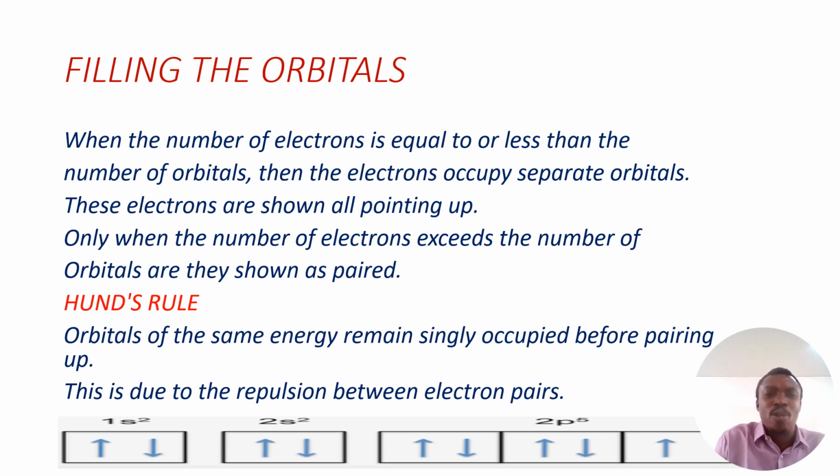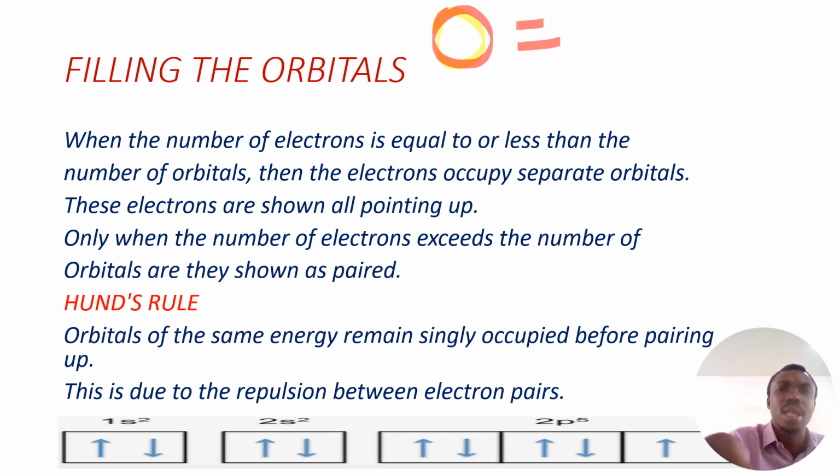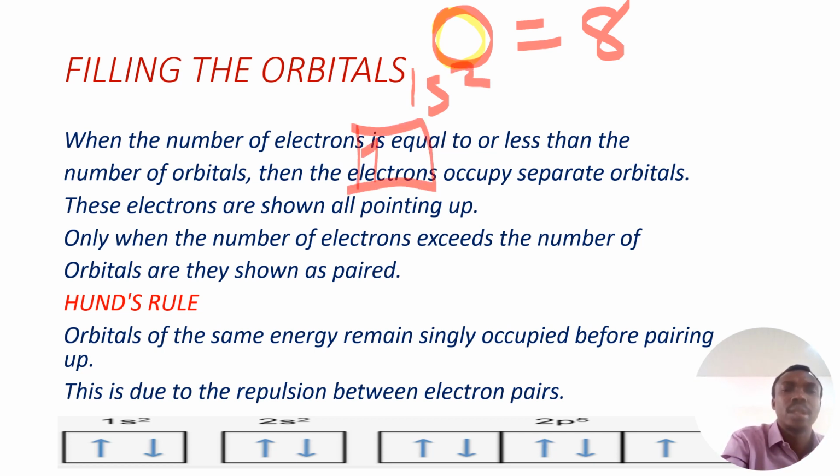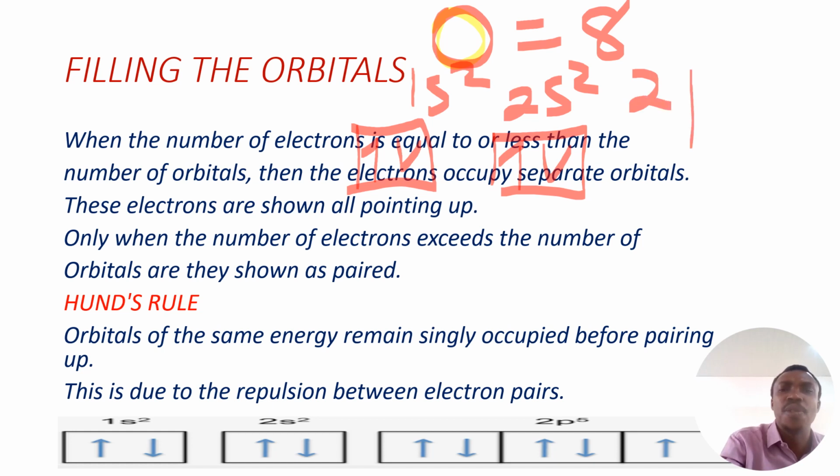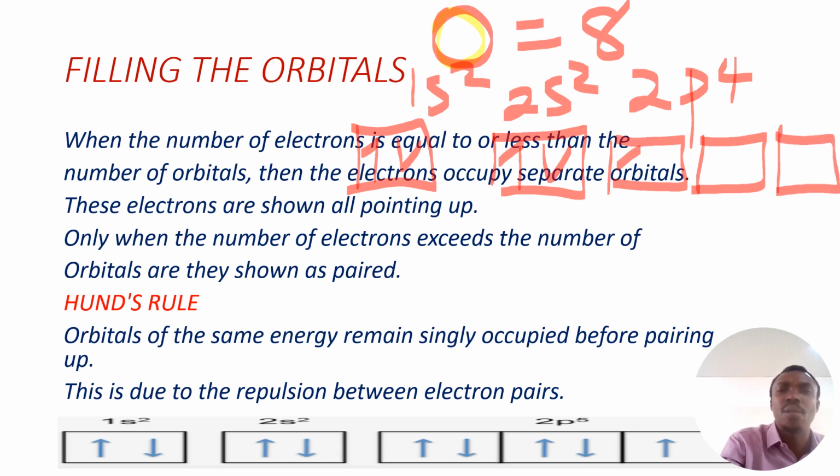This is a result of repulsion between electron pairs. Let me take, for example, nitrogen or oxygen. Let me use oxygen. The atomic number of oxygen is 8. So if we are to represent the electronic configuration in an orbital box diagram, it will be 1s2, 2s2, then 2p4. So you fill 1, 1, 1, then you pair. You fill singly before you start pairing.